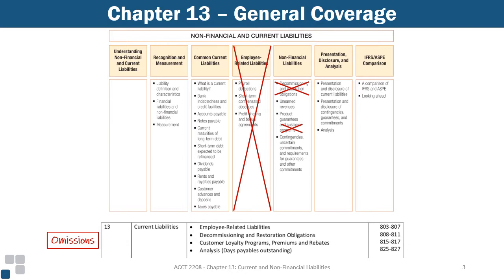We don't cover employee-related liabilities, and we don't include decommissioning and restoration obligations as part of non-financial liabilities, and we don't look at customer programs. We'll look at product guarantees, yes, and then just briefly discuss contingent liabilities. And then you'll see the part on presentation and disclosure and some analysis and ratios. The bottom part includes a list of the omissions for the chapter, with the page references, and that's a snapshot out of the syllabus.